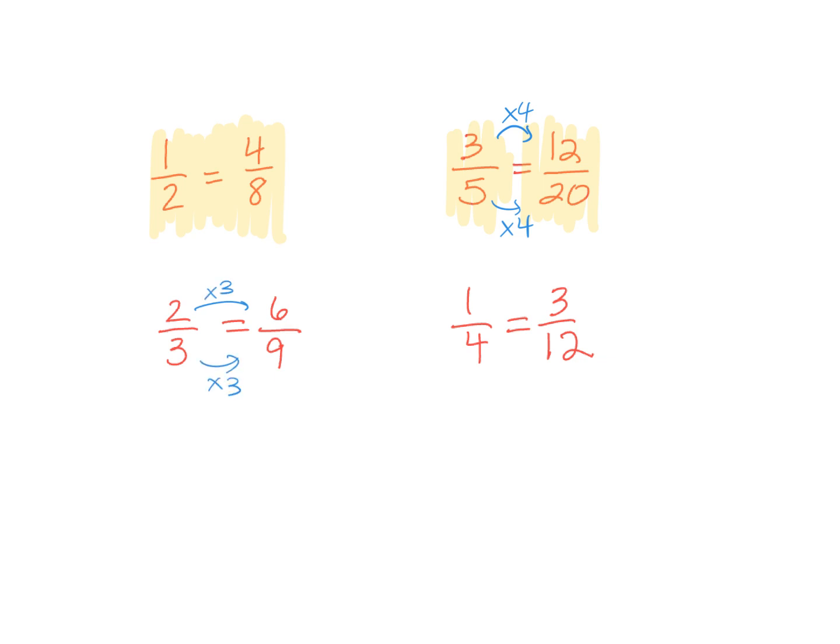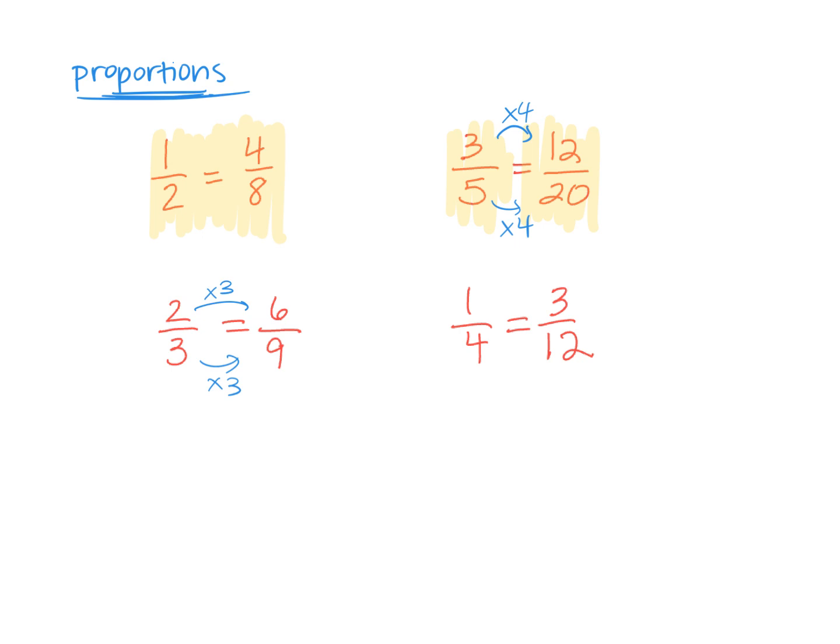And then on my last one, to get from 1 to 3, times 3 times 3. So these are all equivalent fractions. It also has another name that we are going to learn in 7th grade, and these are called proportions. Basically, it's saying that two quantities are equal to each other, or two rates or two ratios are equal to each other.